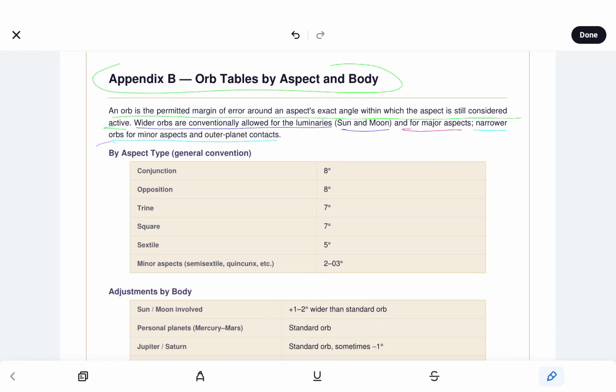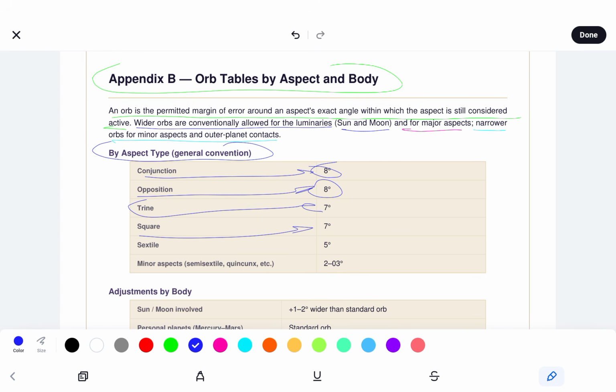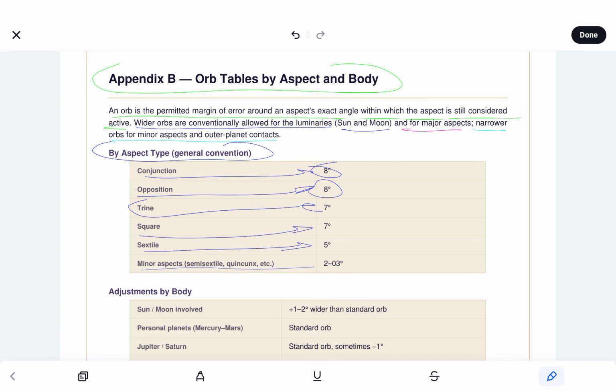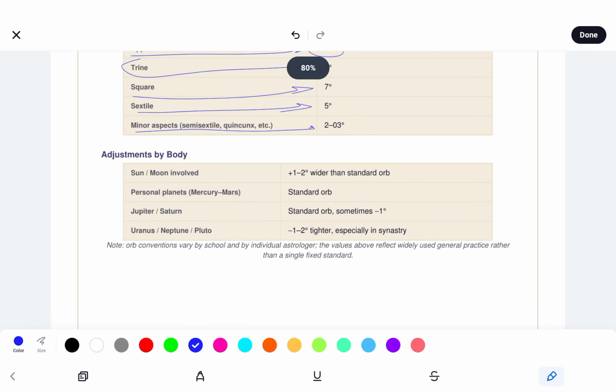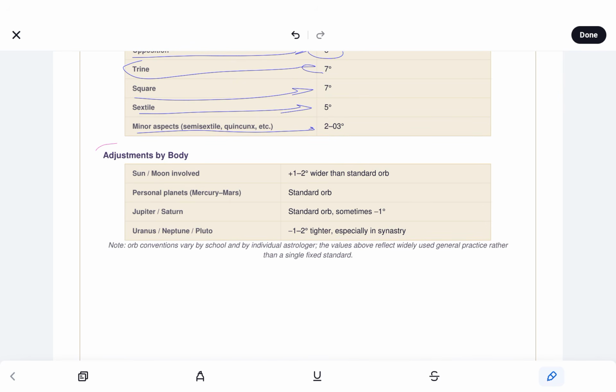By aspect type, we look at the general convention. We see the conjunction is 8 degrees, opposition 8 degrees, trine 7 degrees, square 7 degrees, sextile 5 degrees, and minor aspects, semisextile, quincunx, etc., 0.2 through 0.3 degrees. And we look at adjustments by body.